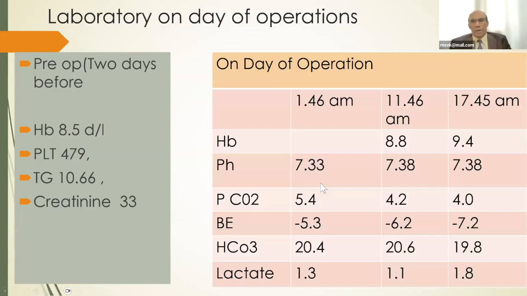So these are the laboratory data. Two days before, her hemoglobin was 8.5 and triglyceride was 10.6. On the day of the operation, these are the blood gases. Nearly at midnight before, the base excess was minus 5.3 and lactate 1.3. Just before the operation, base excess was minus 6.2, lactate 1.1. And at the end of the day, the base excess was minus 7.2 and lactate 1.8.